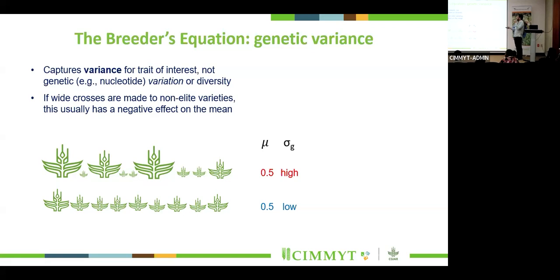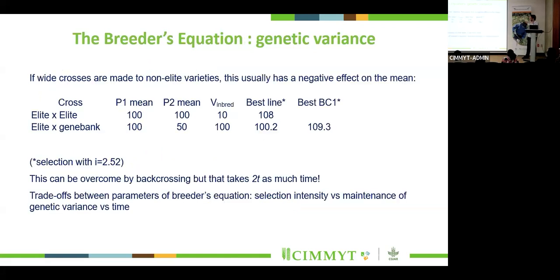And the point here, if we make wide crosses to non-elite varieties, as we've already discussed, even just the cross itself, we don't focus on the population, it's going to have a negative effect on the mean. So here's an example. We have 2 comparison. And all of this can be just put into the breeder's equation. So we have an elite by elite cross. The elite parent has a mean of 100 for the trait. This is elite by elite, so it's 100 by 100. The variance in the inbred is 10. And here's elite by gene bank.